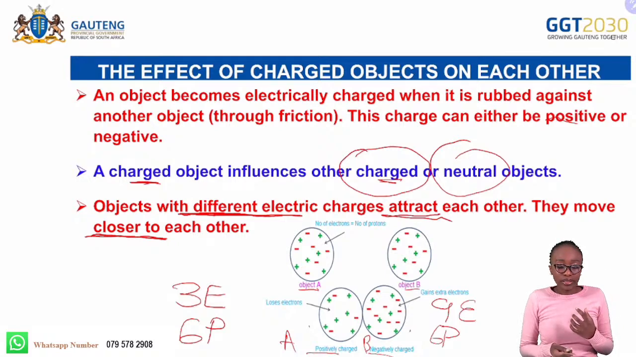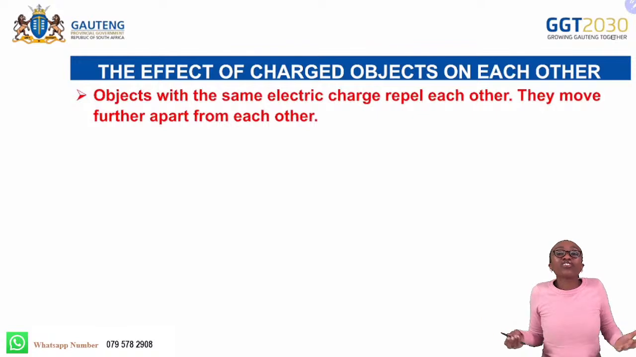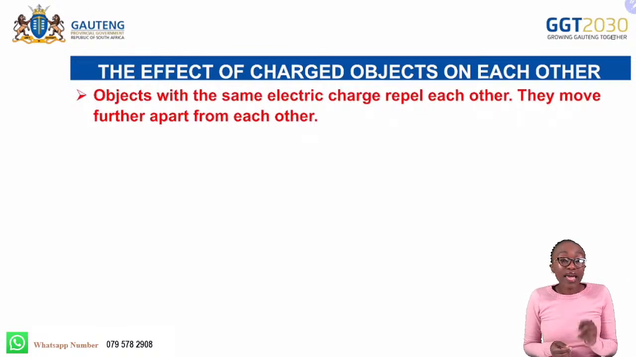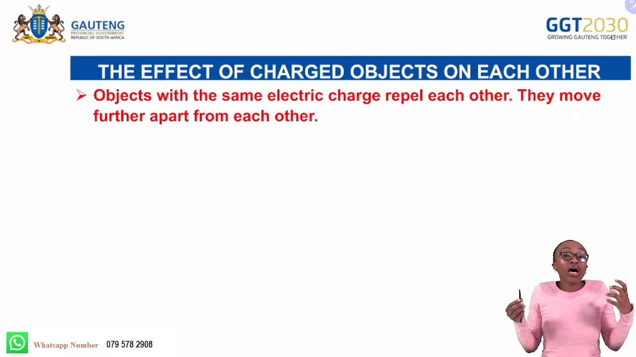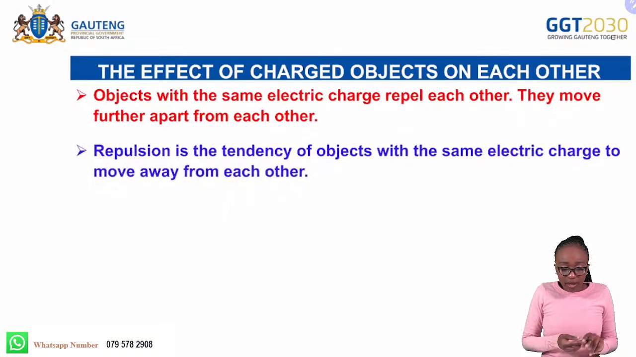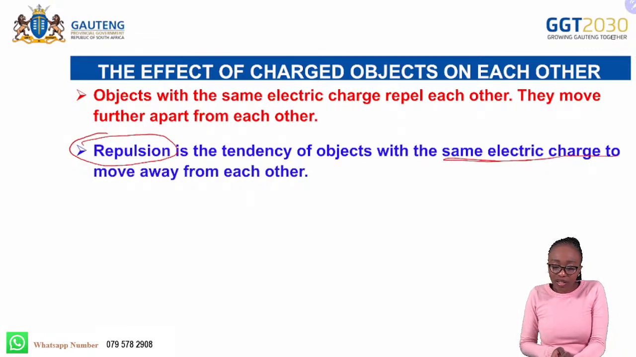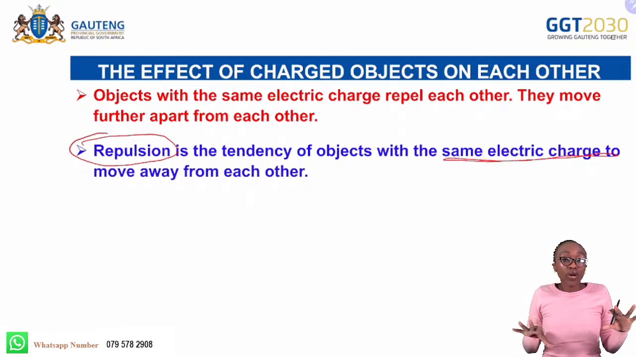They are now attracted to each other. So that is what happens when your skirt sticks to your legs. Now, objects with the same electric charge move further apart. So like and like repel, different objects attract. Repulsion is the tendency of objects that have the same electric charge to move away from each other.